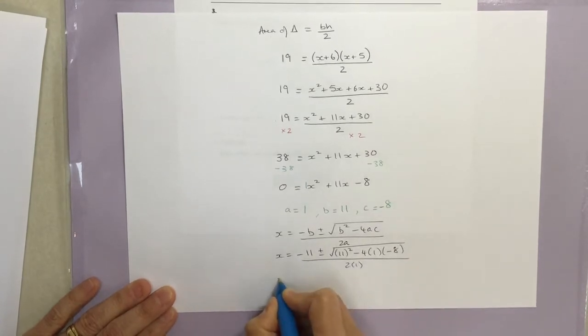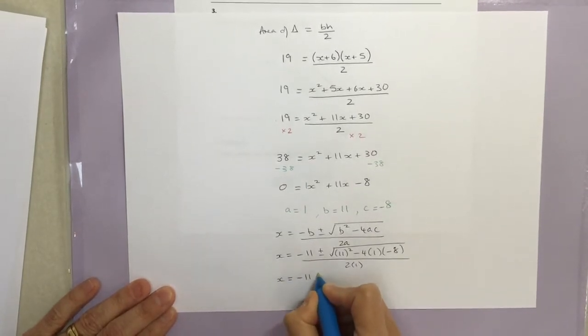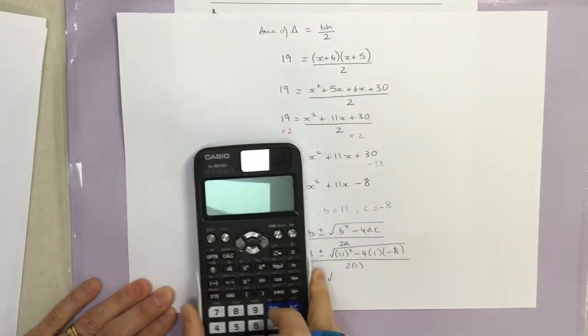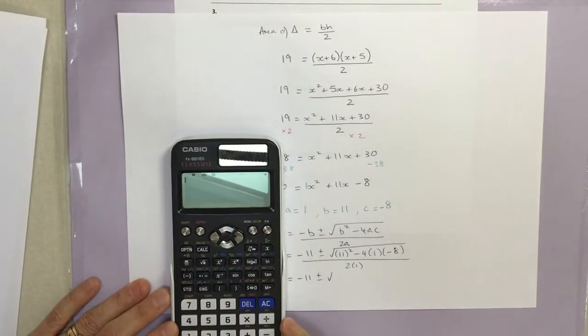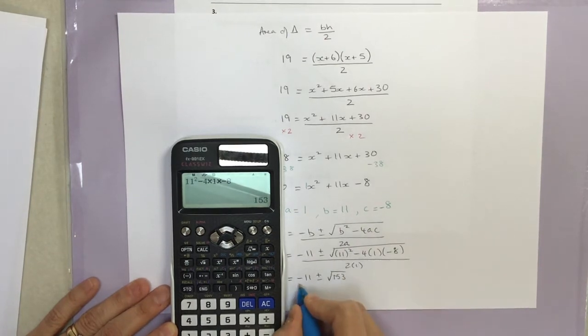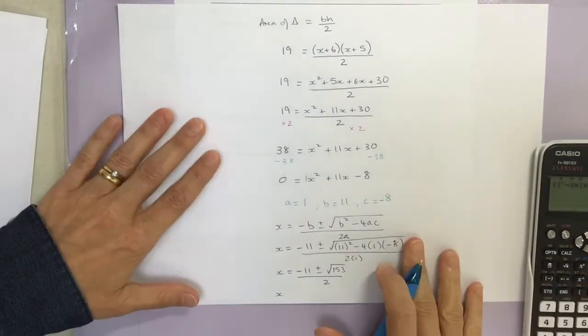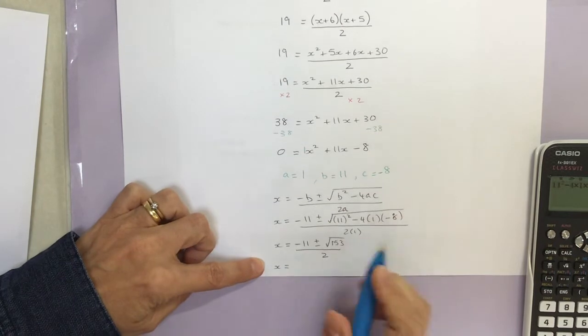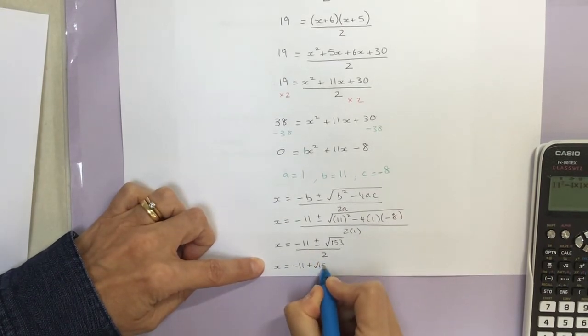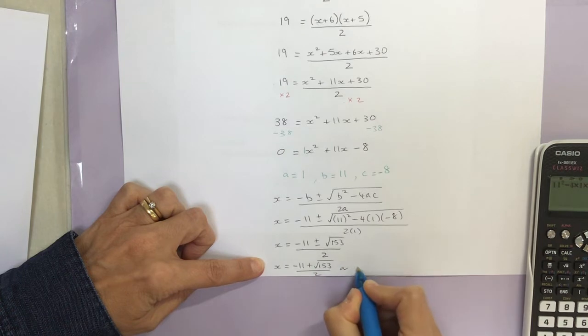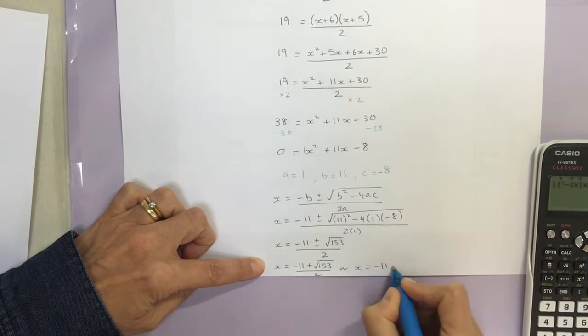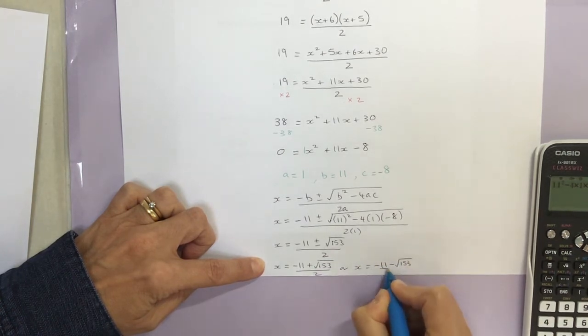2 times 1. So x is equal to minus 11 plus or minus, let's sort out this bit under the square root. So we've got 11 squared minus 4 times 1 times negative 8. So that's 153 all over 2. So my answers here, just going to move this up so you can see, are going to be minus 11 plus root 153 all over 2, or minus 11 minus root 153 all over 2.